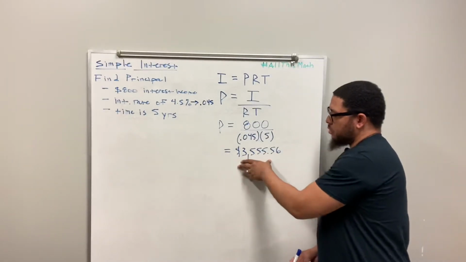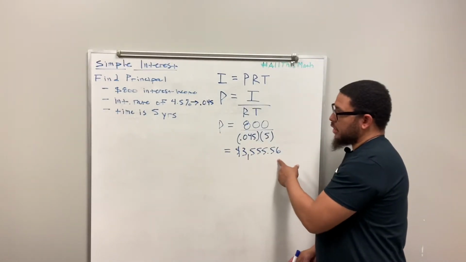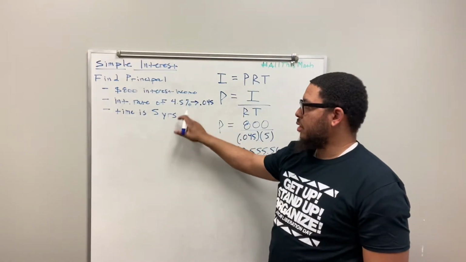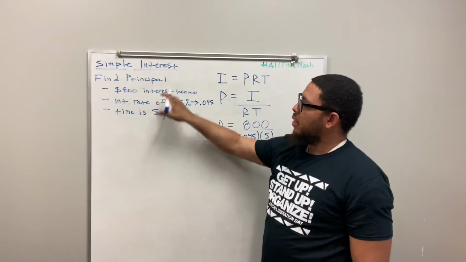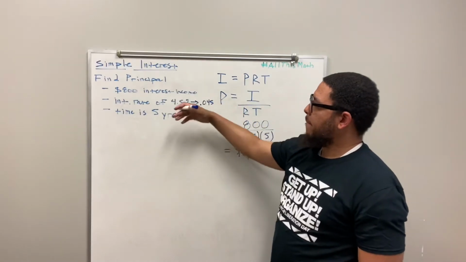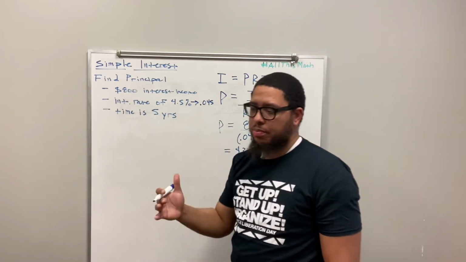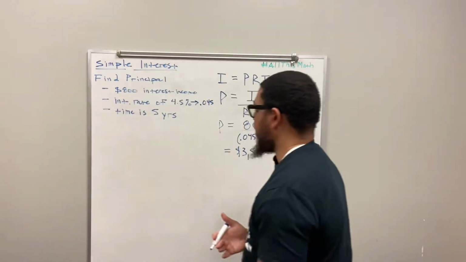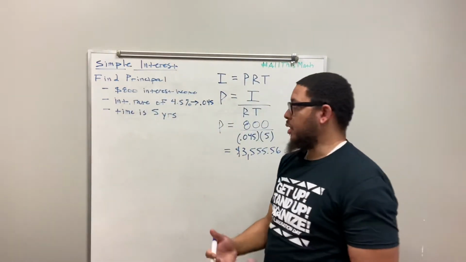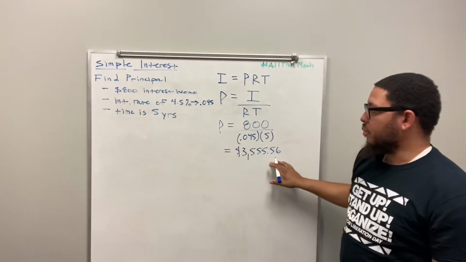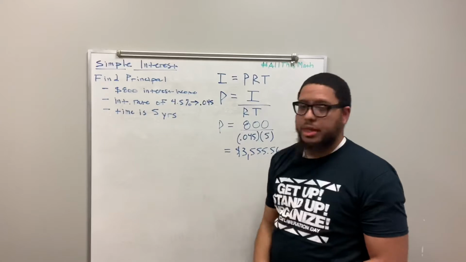So that would have been the principal, right? If I took $3,555.56, given an interest rate of 4.5% over 5 years, based upon simple interest, I would have received $800 in interest income over that 5-year period. Just interest, right? Now, of course, your total investment would be this $800 in interest income plus the amount of money you started with, right? That's what that would have been.